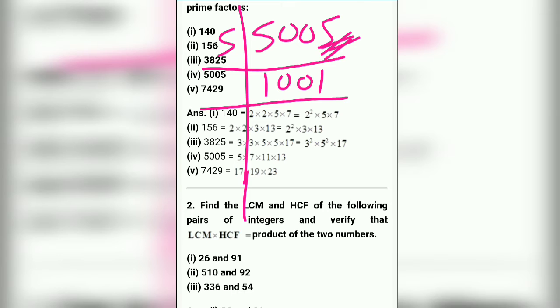Now 1001. If we think about this number 1001, here we cannot divide this number by 2, because at unit place we have an odd digit, right? If we do the addition of the digits, then the addition is 2, which is not divisible by 3. So this number is not divisible by 3 either. At unit place we have 1. So this number is not divisible by 5.